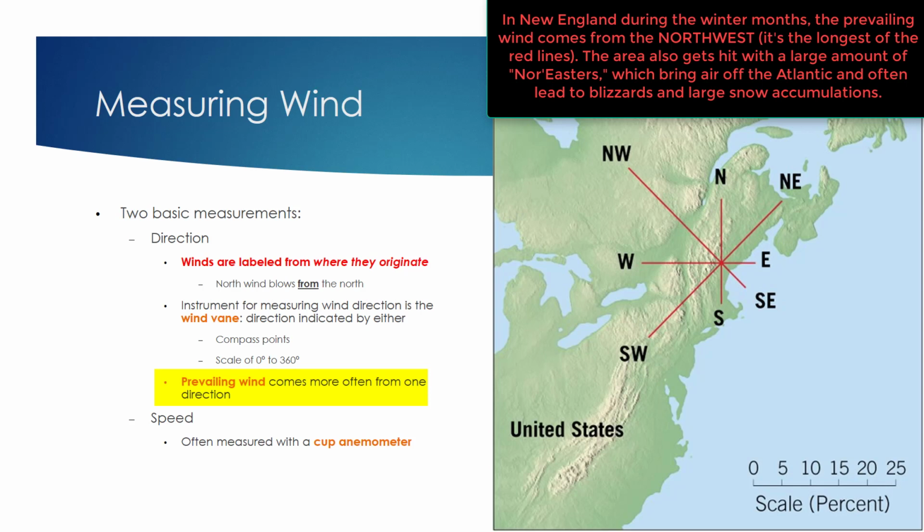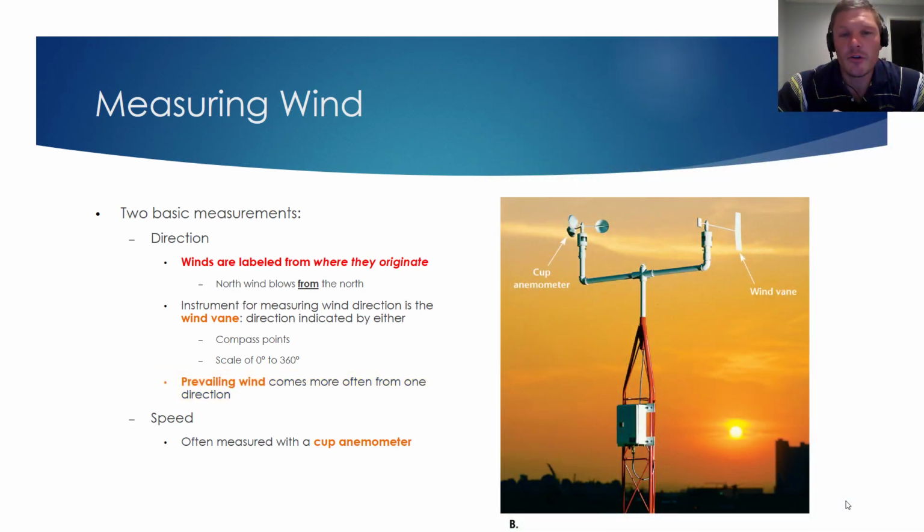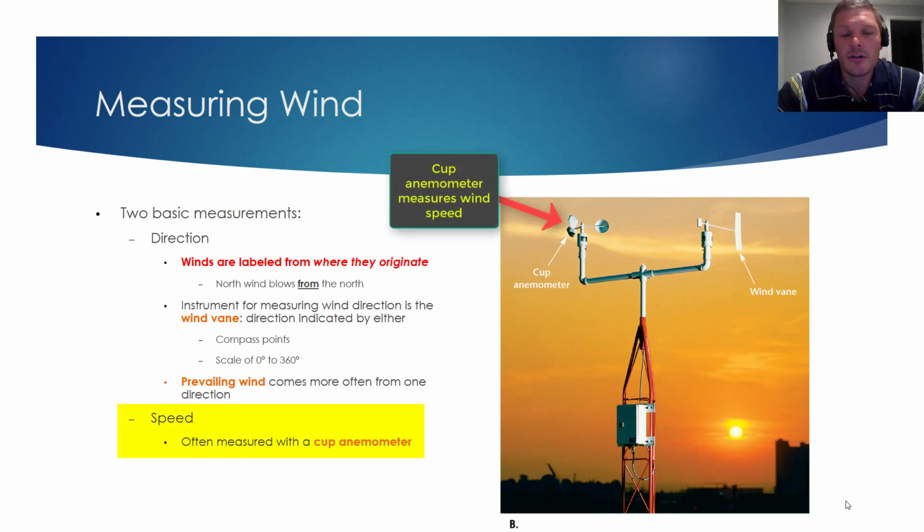Shown on the screen is a nice little representation of prevailing winds. The longest of the lines shown in this image indicates the direction in which the prevailing wind is coming from. And this image makes sense because in the continental United States, we would expect to see prevailing winds coming from the general westerly direction.